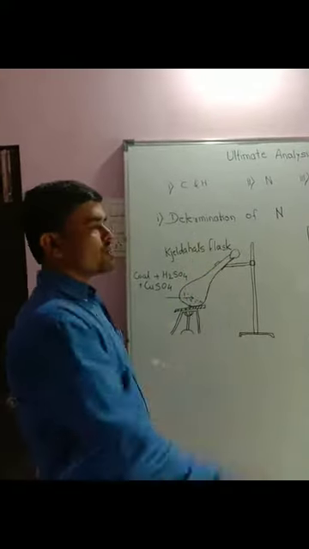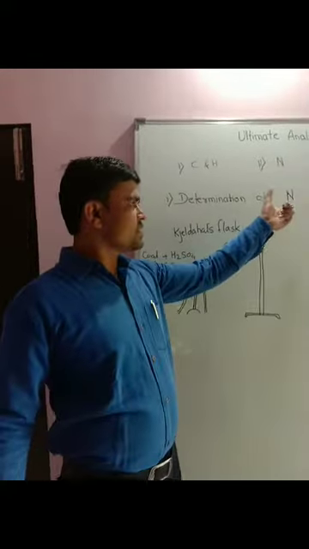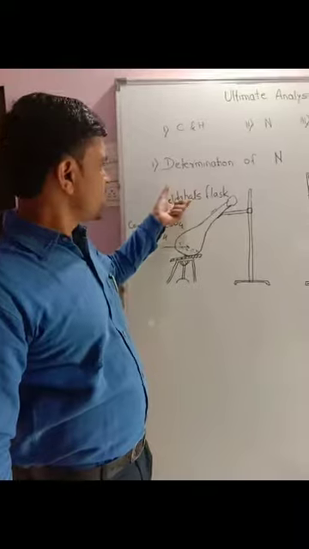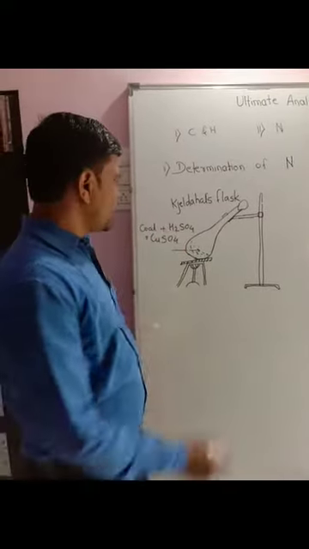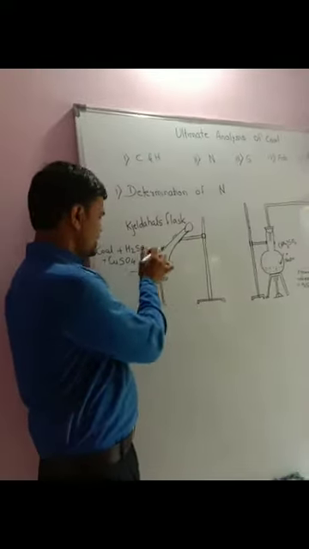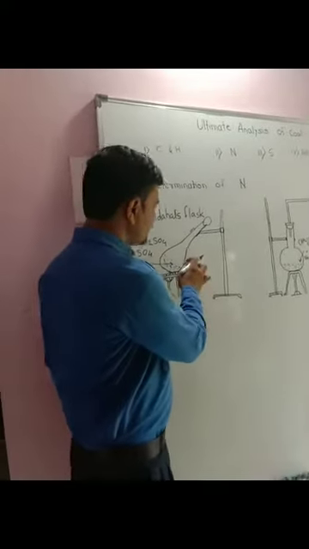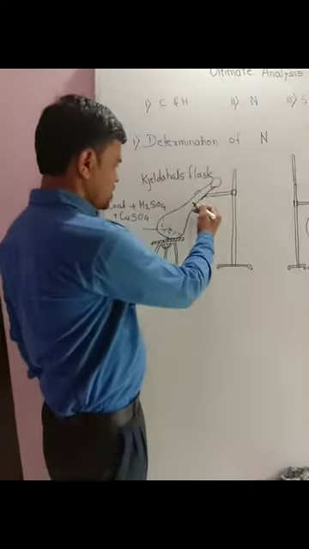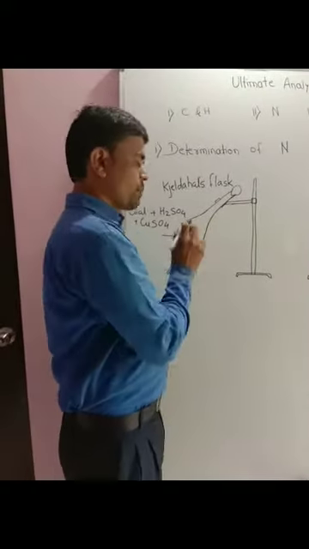Second is the determination of nitrogen. This nitrogen is determined by the Kjeldahl method. In this method, the coal sample is heated with concentrated sulfuric acid and copper sulfate in a Kjeldahl flask. This Kjeldahl flask is a long-neck flask which is used for heating the coal sample.